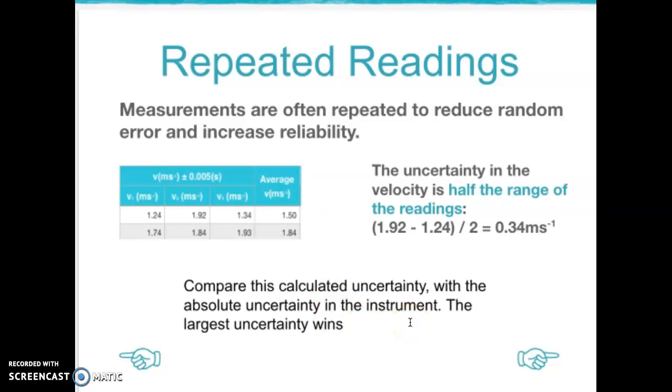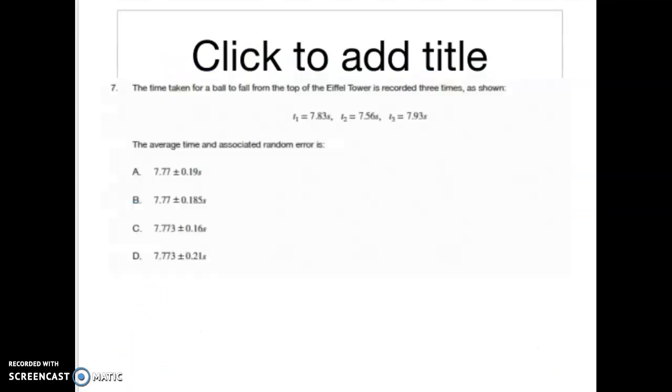Now, in the end, you do have to decide which is the relevant uncertainty. So what you would do in the end is compare your uncertainties in this column with your uncertainties in the instrument section, and you would decide which one is more relevant, which is the greatest one. The largest uncertainty wins.